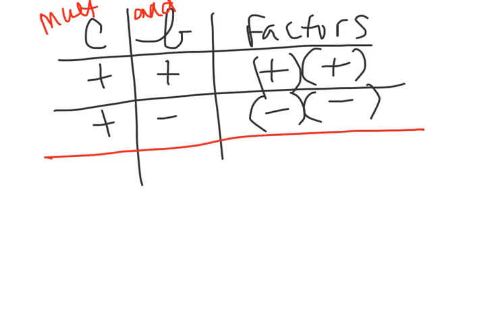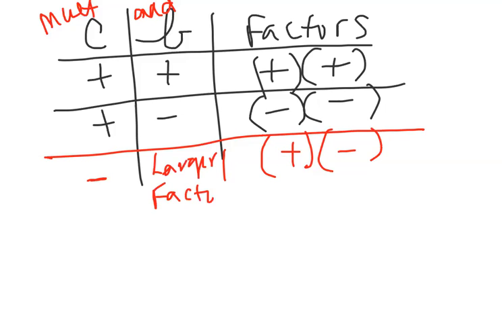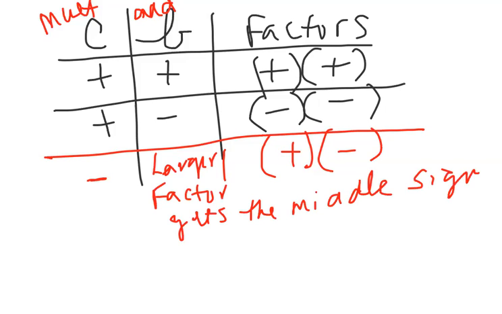the third case is where C is negative. Now, if C is negative, automatically you're going to have a positive and a negative factor. How do you know which one's negative and which one's positive? The larger factor gets the middle sign. The middle sign takes on the sign of the B value. Whatever sign the B value has, the larger factor from C will take on that sign. So now, larger factor gets the sign of the middle term.